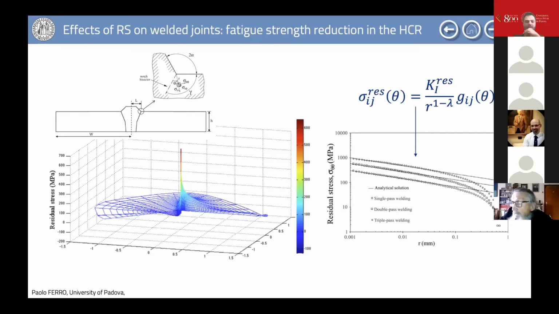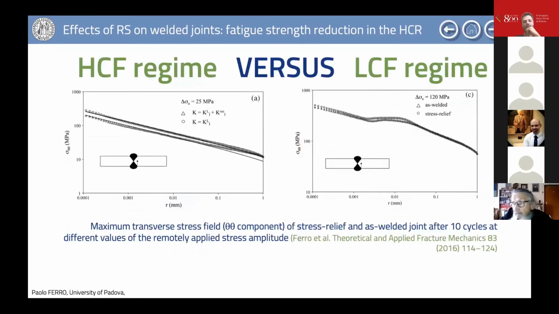Okay, with this finding in mind, we can also investigate how the residual stress influences the fatigue strength in the high cycle fatigue regimen, because we can operate using the superposition principle. If you consider low external applied loads, such as in this work in which we investigate this kind of joint, aluminum alloys, we applied this kind of external load, 25 megapascal. We are in a high cycle fatigue regimen.